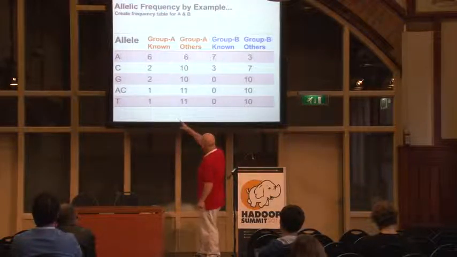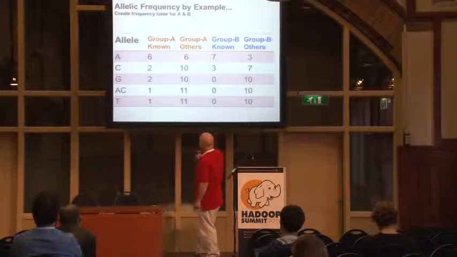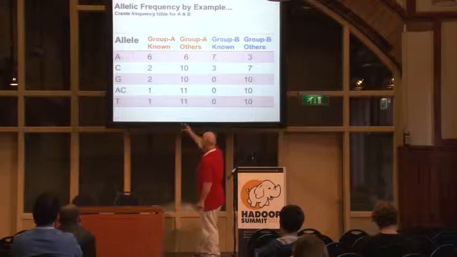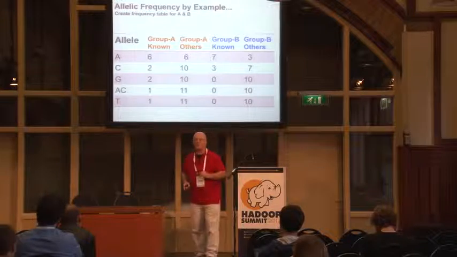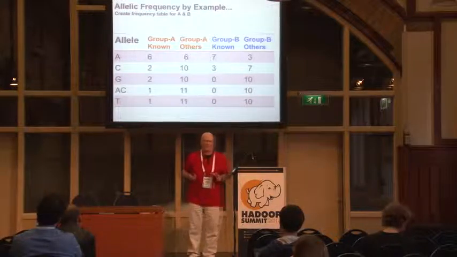So if you look at allele A in group A, 6 of them were there, and 6 of them were not there. And the same goes for the others. So the total of those has to be double the number of biosets. Make sense?